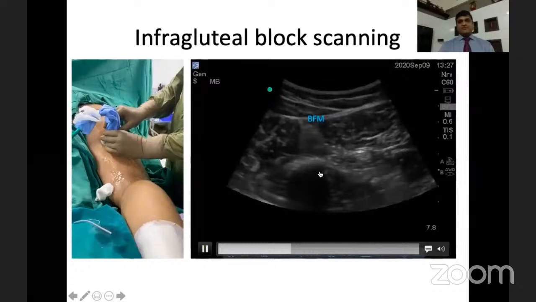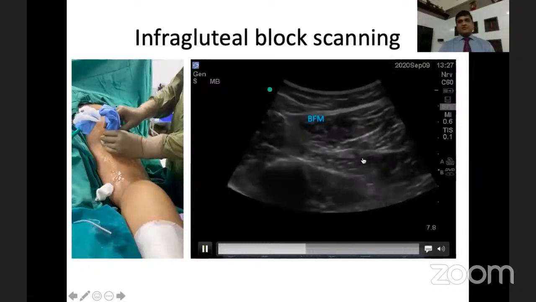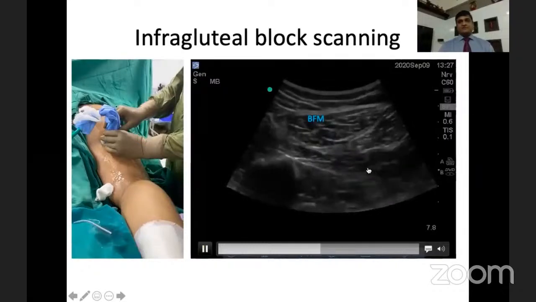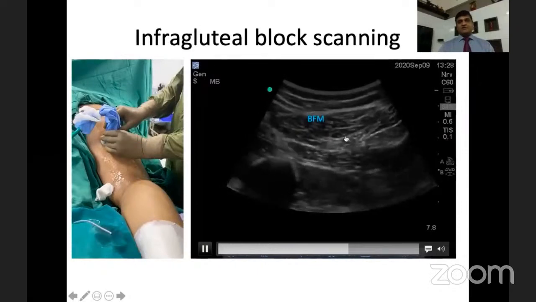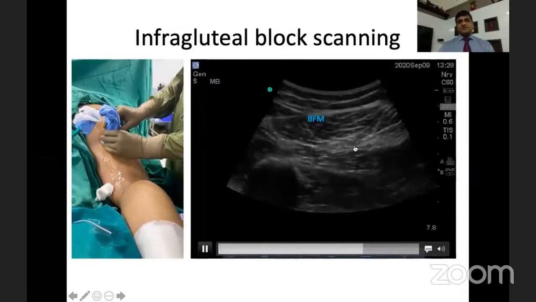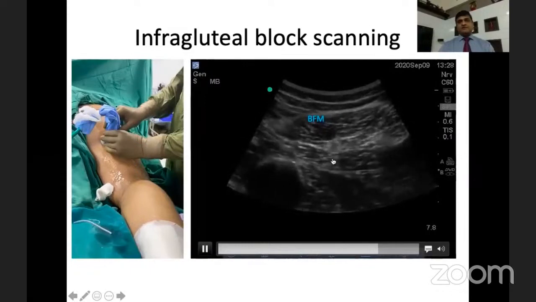Now, scanning the probe proximally, you can see the hyperechoic sciatic nerve just below the biceps femoris. Scanning is done till you get the desired view of the nerve.